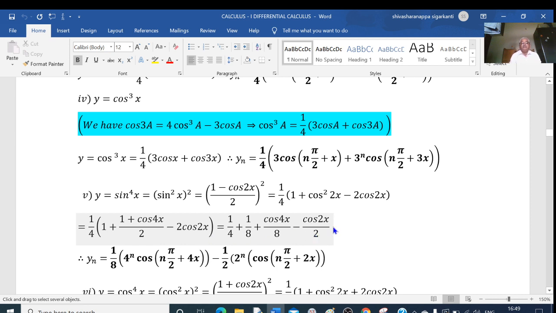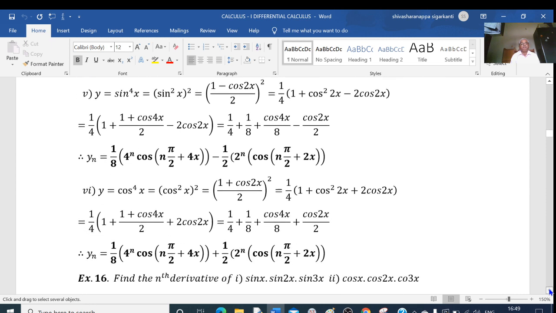Now I can find the nth derivative. So yn equal to nth derivative of 1 by 4 is 0, nth derivative of 1 by 8 is 0, plus 1 by 8 into nth derivative of cos of 4x equal to 4 to the power of n into cos of n pi by 2 plus 4x, minus 1 by 2 constant into nth derivative of cos 2x is 2 power of n cos of n pi by 2 plus 2x. So this is the nth derivative.